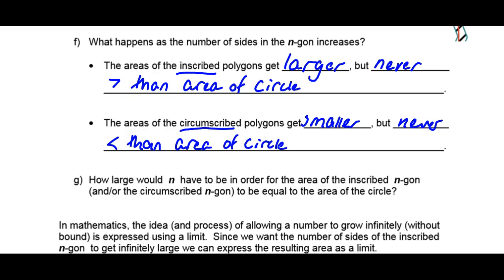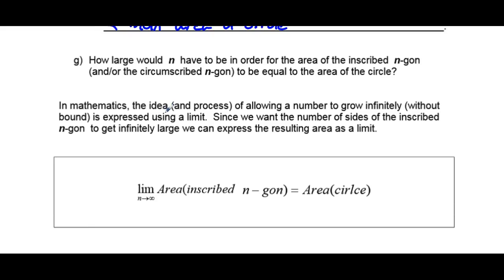The circle is the limit. How large would n have to be in order for the area of the inscribed n-gon or the circumscribed n-gon to be equal to the area of the circle? How many sides would the polygon have to have? Remember, as the sides increase, the polygon becomes more circular. I have to go to infinity. That polygon will never actually reach being a circle.